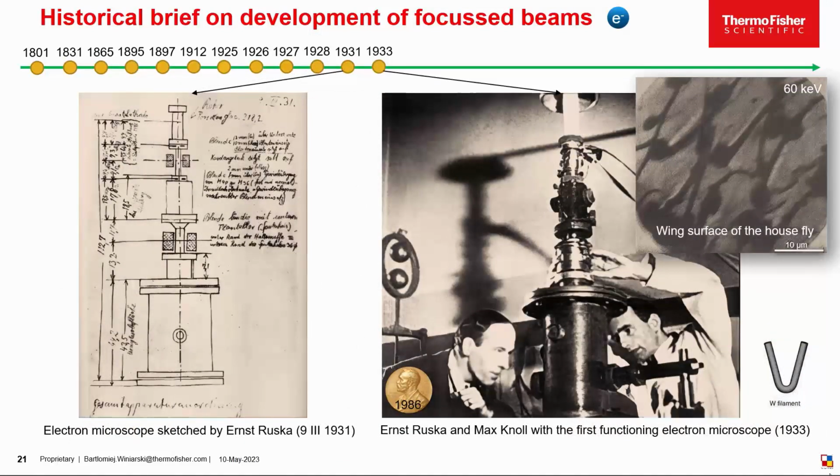The first electron microscope, a scanning microscope to be exact, was sketched in 1931 by Ernst Ruska. Here we see the original drawing. Later, in 1933, Ruska and Max Knoll in Berlin built the first functioning electron microscope with a tungsten filament electron source. Here we see a wing surface of a housefly collected with this microscope. Ernst Ruska had to wait quite a long time to be recognized for his work and receive the Nobel Prize in Physics.